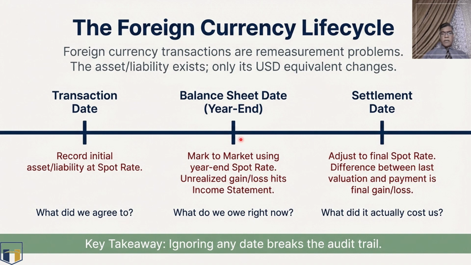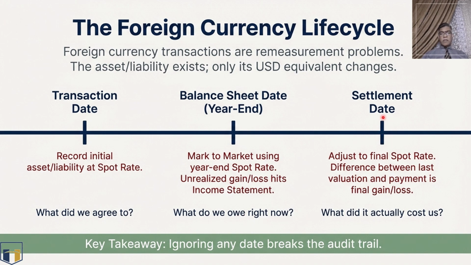Balance sheet date, year end: mark to market using the year-end spot rate. The year-end spot rate can be different from the spot rate of the transaction date, right? In that case, either an unrealized gain or loss can happen, and it needs to be reported in the income statement. And you know the balance sheet is always prepared on the basis of a true and fair view. That's why you need to change it.